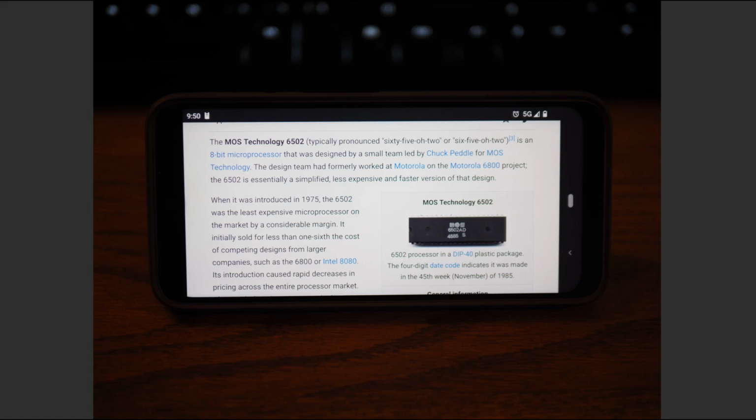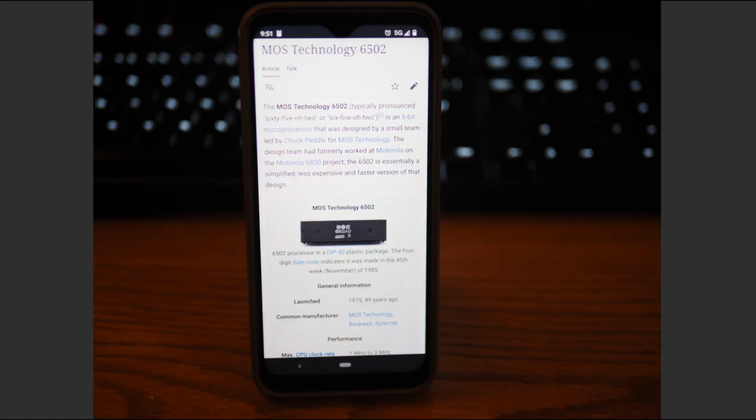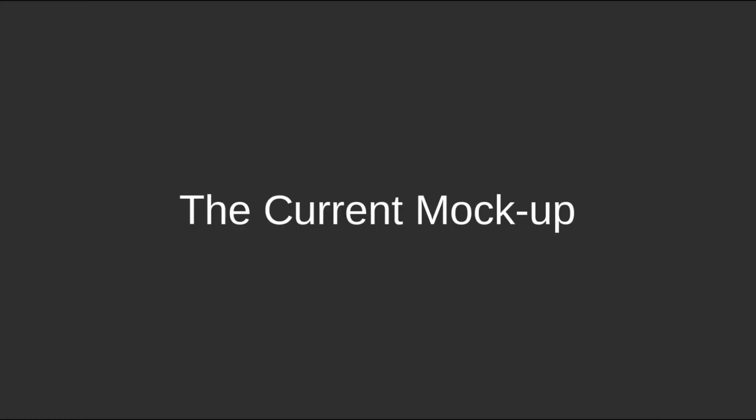And here's another example. In this circumstance, we're looking at the same page, albeit in portrait mode. And this could be an interesting target if we decided to go for supporting 40 column modes, but that's not something I'm looking into right now. So as far as the current mockup.